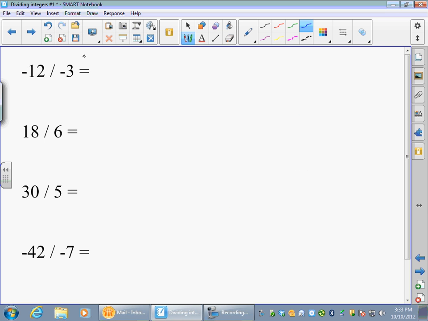So let's do a couple practice ones. Here, I have a negative 12 divided by a negative 3. They're both negatives. My answer will be positive. 12 divided by 3 is 4. Okay? So go ahead and do these three problems. You can pause the video now. We'll go over them tomorrow in class. So make sure you have these three answered when you get to class tomorrow.